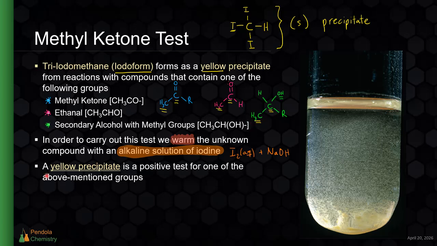If we grab an unknown, warm it with alkaline solution of I2, and we get a yellow precipitate, that's a positive test for one of these three groups. So if we get iodoform, remember that yellow precipitate is that iodoform we talked about earlier, CHI3, with three iodines on it. If we get the iodoform, then we will have a positive for either a methyl ketone, ethanal specifically, which is the only methyl aldehyde, or a methyl secondary alcohol.